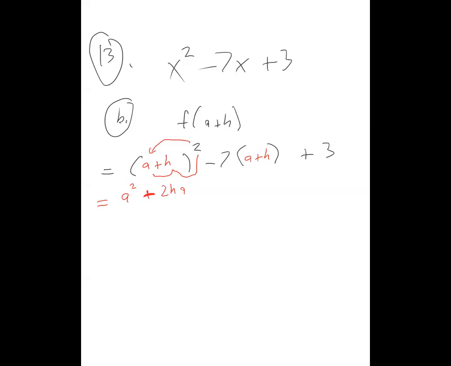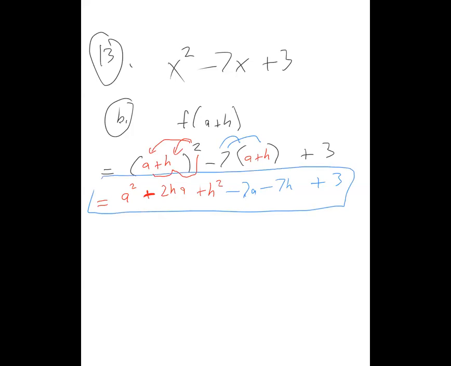So a squared plus 2ha. And then I apply the square to the last term, the h. So it's h squared. A squared plus 2ha plus h squared. So then I distribute the negative 7. So it's negative 7a and then negative 7h. Then I just bring down the 3. So right now I'm finished with f of a plus h. So I'm going to draw a box around that.